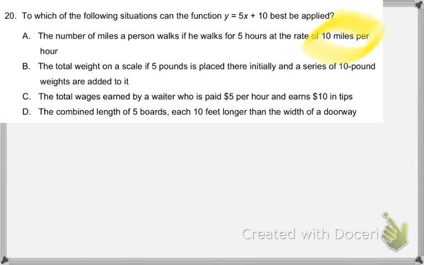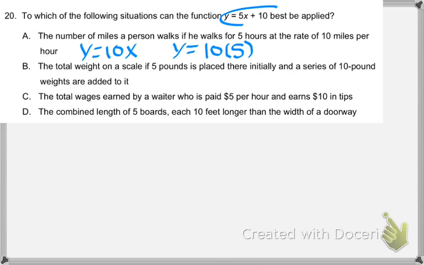At first glance, this first answer choice says 10 miles per hour. That means that 10 is being used more than once. It's 10 being multiplied by the number of hours. So because 10 is being used more than once, this question is going to have 10x in it. So we could think of it as y equals 10x. Now let's read the rest of it. Number of miles a person walks if he walks for 5 hours at the rate of 10 miles per hour. Okay, so in fact, this one is just y equals 10 times 5, because 5 would be the number of hours. That is not going to be anything close. No, it's close, but that's not what we were quite looking for. So not A. A's out.